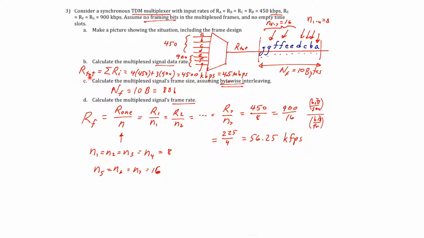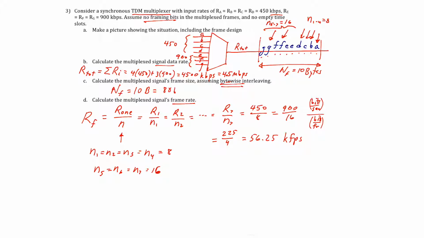And the total data rate, because we don't have any framing bits, is just the sum of the input rates, and you can add that up, and it really results in 4.5 megabits per second, 4 times 450 plus 3 times the 900. The multiplex signal's frame size, assuming bytewise interleaving, is 10 bytes or 80 bits. And finally, the multiplex signal's frame rate.